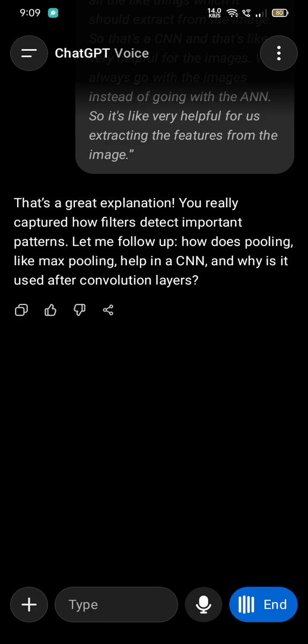When we are extracting the edges from the image, that's great when we are using CNN. After the convolution, we follow with ReLU, and then we follow with pooling, where we extract only the important information from the image. So we can say we capture the maximum element, the most important part of the image.